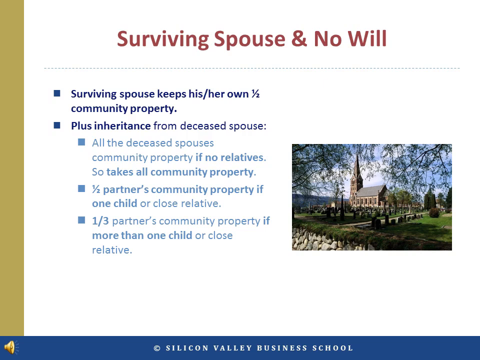If there are no children or other close relatives, all the deceased spouse's community property goes to the surviving spouse. This is added to the half already owned by the surviving spouse and means the surviving spouse now owns all the community property. If there's one child or a close relative, 50% of the deceased spouse's community property goes to the surviving spouse. If there are 2 or more children or close relatives, the share allocated to the surviving spouse drops to 1/3.